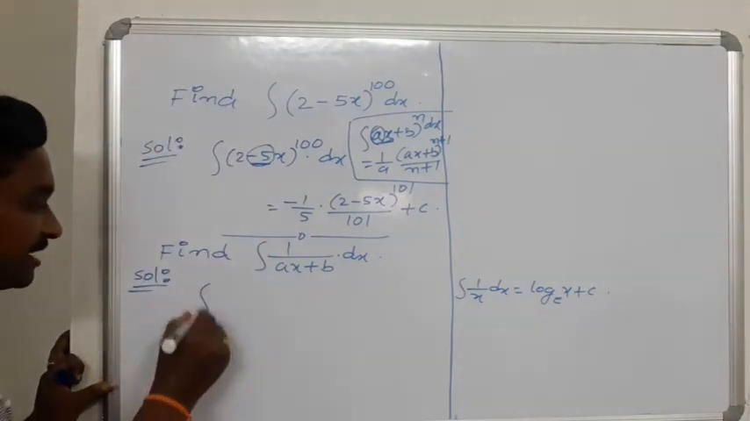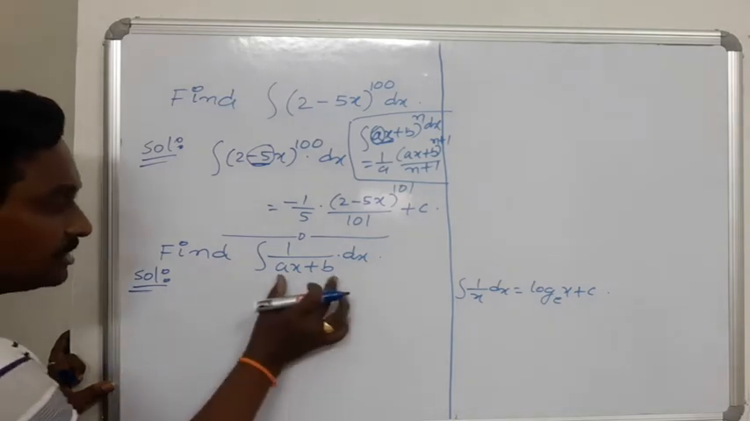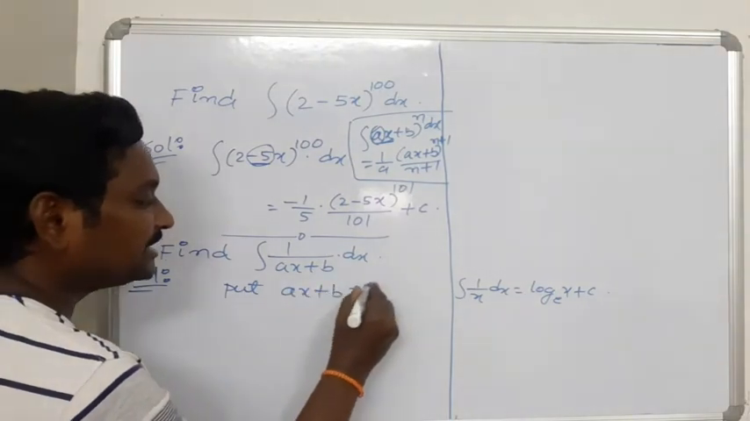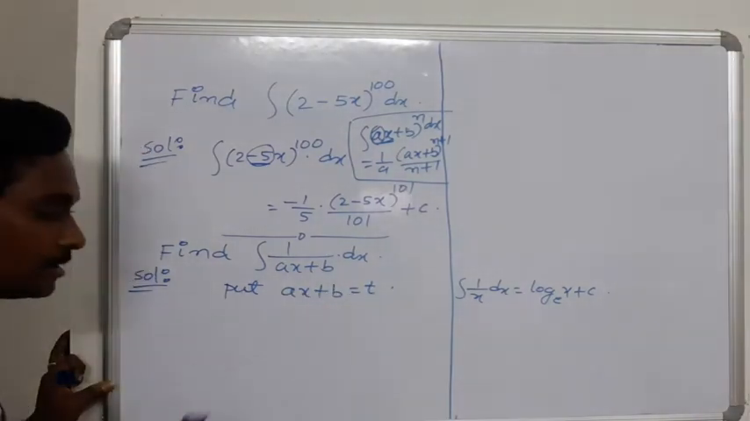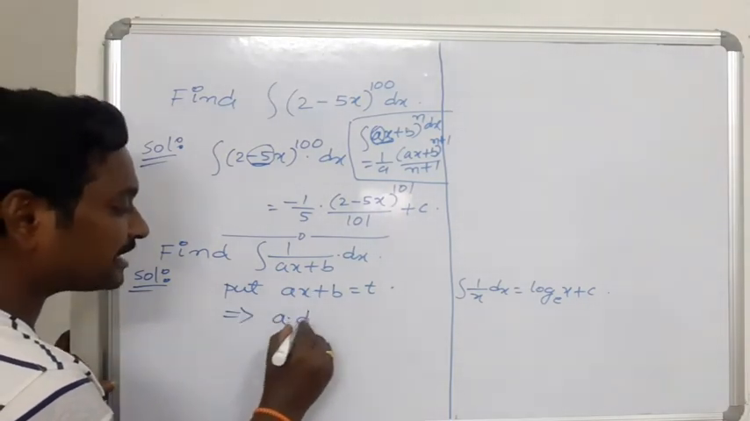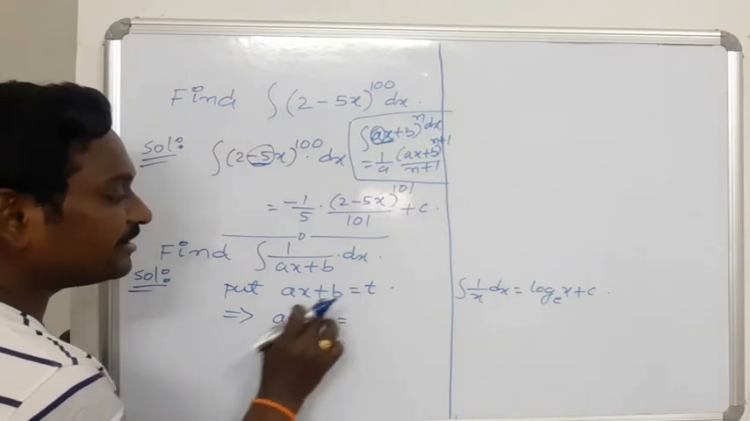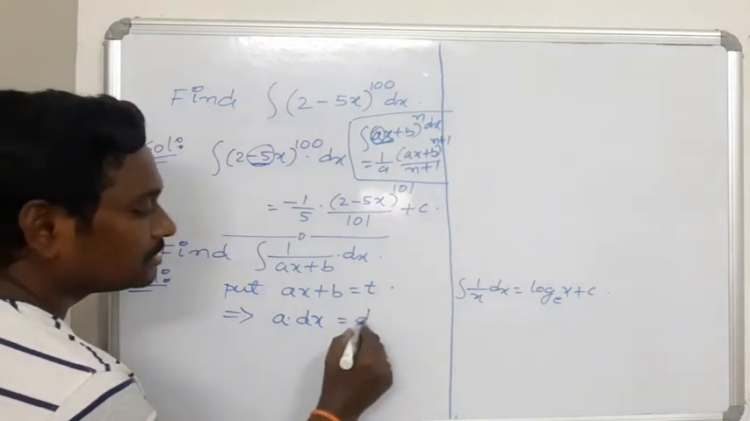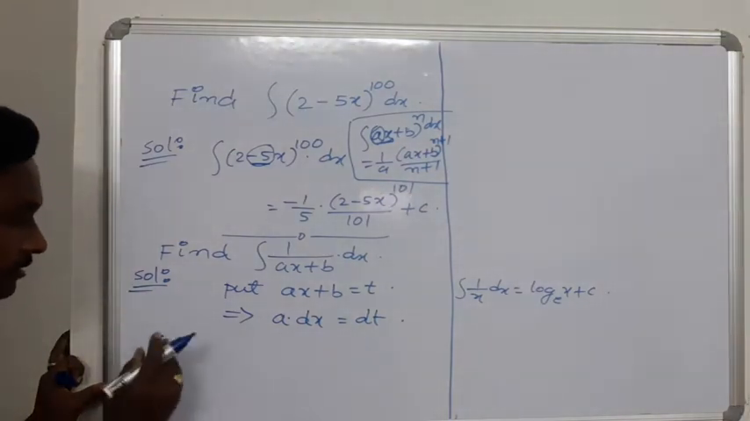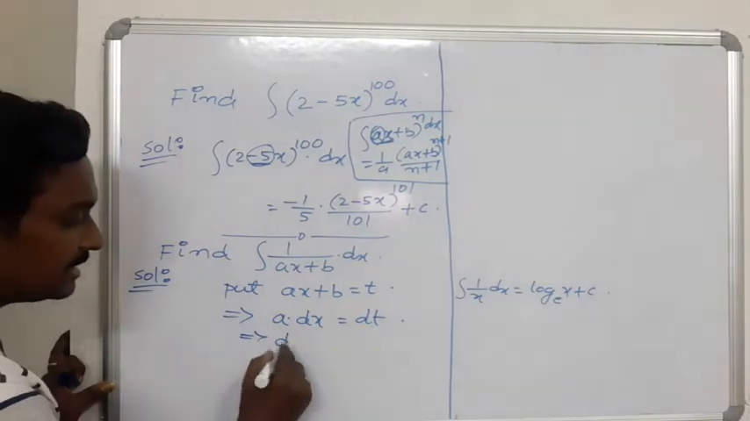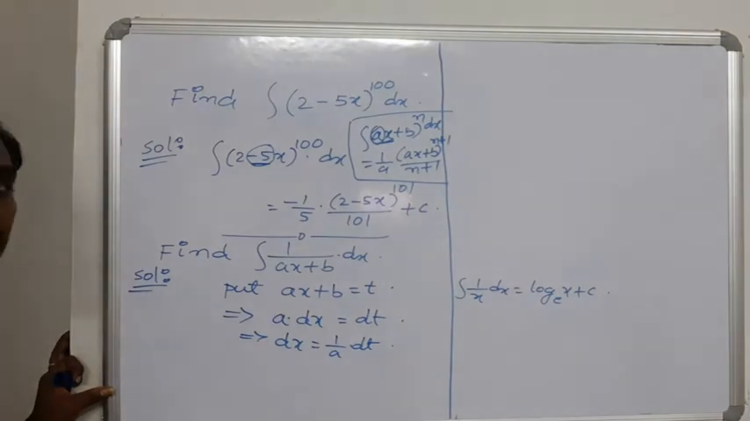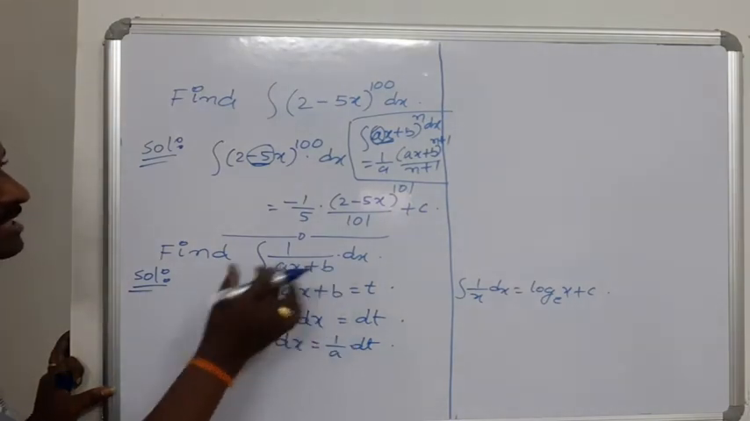That's why, first we should substitute ax plus b is equal to t. Take the derivative with respect to x, you will get a into the derivative of x, which is dx. The derivative of the constant b is 0. You can write simply dt. This implies dx is equal to 1 by a into dt. Substitute all these values in the given integral.